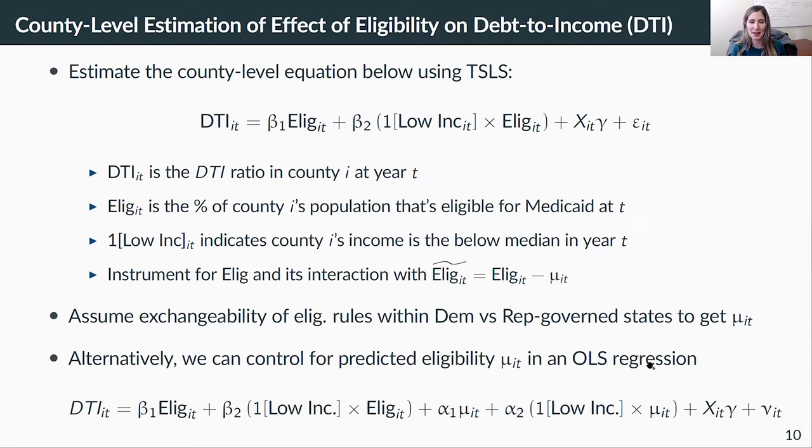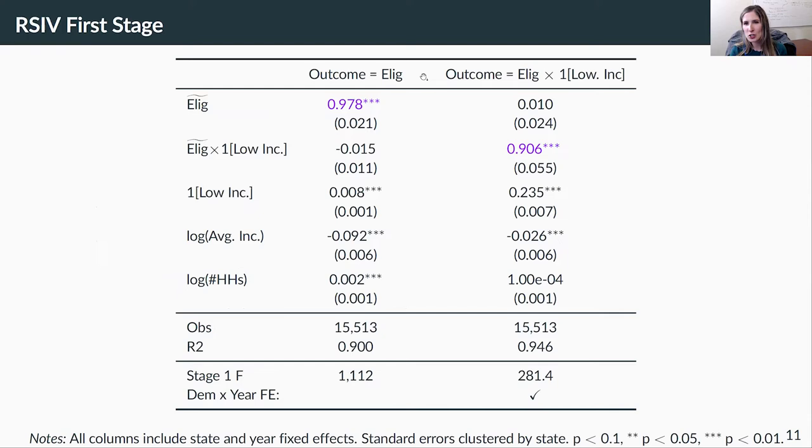First, I'm going to show you results from the first stage. We have two outcome variables: eligibility, and eligibility's interaction with whether or not a county is low income. What we see is that, perhaps not surprisingly, places that have a higher propensity to be eligible overall are much more likely to have eligible people. If this coefficient was equal to one, it would imply that the state level realization of which Medicaid policy actually occurred fully determines whether or not someone is eligible. So that extra 3% is coming from other idiosyncrasies. And we see a similarly high value for the interacted term as well.